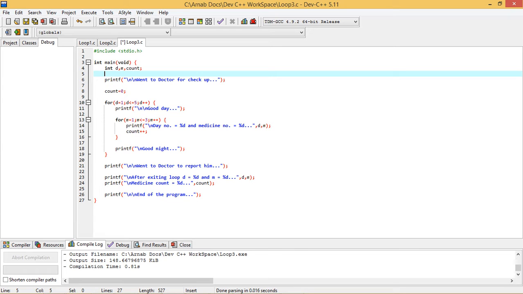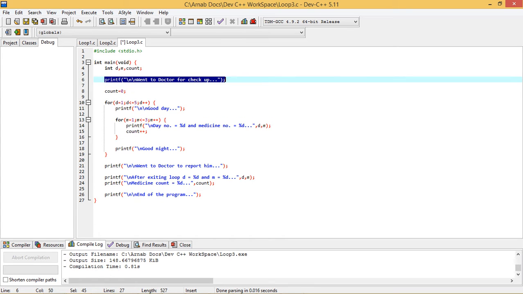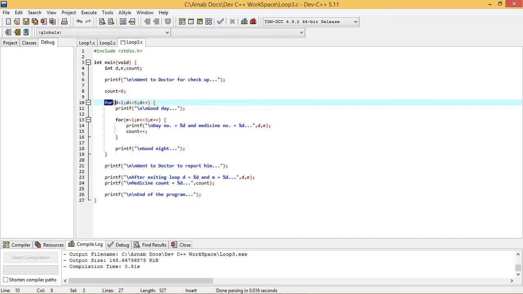Let us suppose one day I am not feeling well, so I went to the doctor for a checkup. Look at this line, I have marked this one. So I went to the doctor for a checkup. The doctor, after checking me, gave medicine for 5 days.